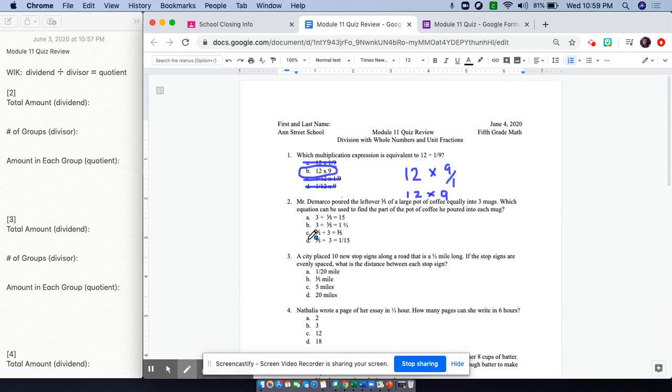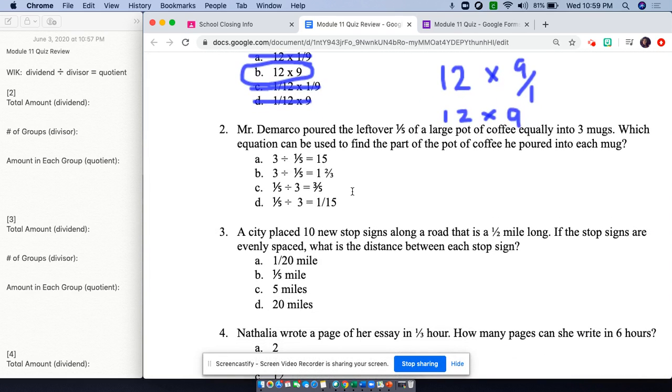Okay? For question number 2, I'm going to type out my information over here on the side for my WIC. It says that Mr. DeMarco poured the leftover 1/5 of a large pot of coffee equally into 3 mugs. Which equation can be used to find the part of the pot of coffee he poured into each mug?